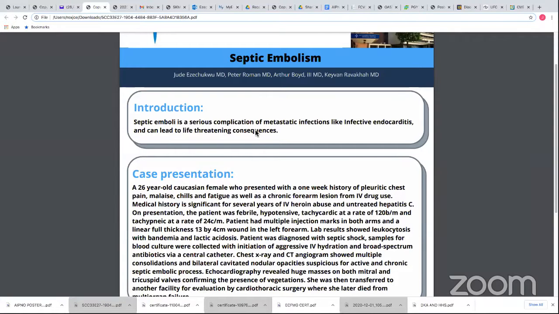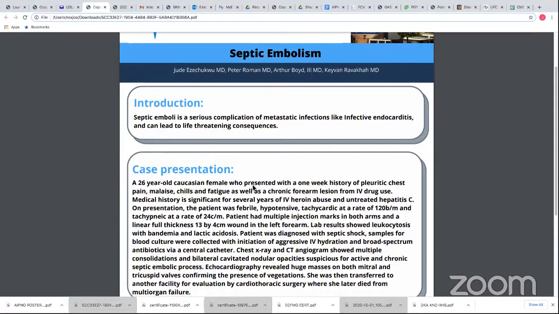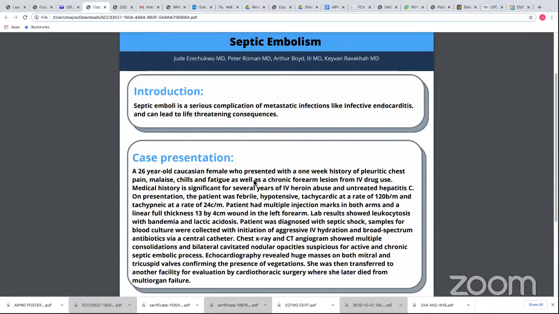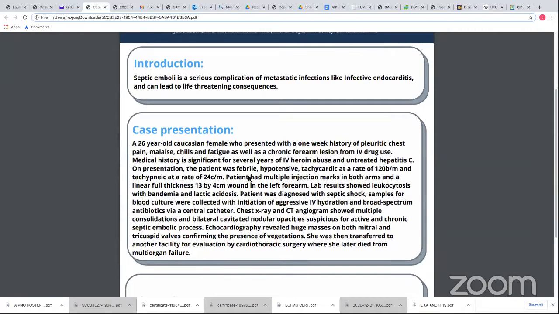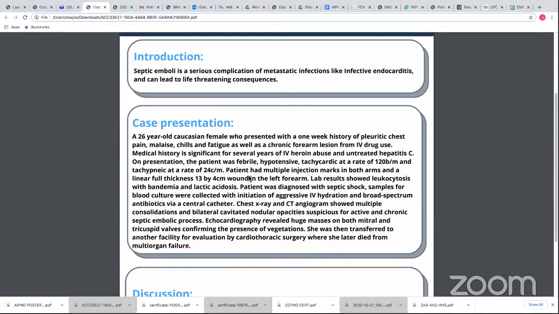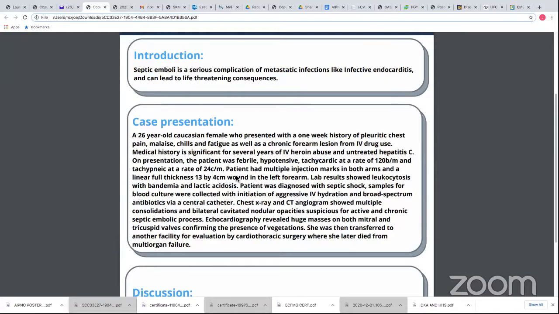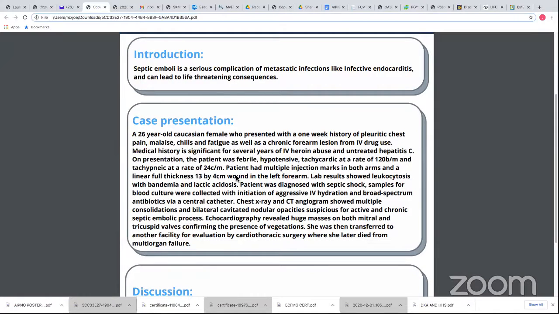Okay, so this is just a brief case of septic emboli in a patient, a drug addict who came in with fever, chills, and rigor. So this is a 26-year-old Caucasian female who presented with just a 1 week history of pleuritic chest pain, malaise, chills, and fatigue, and some chronic forearm lesions due to IV drug abuse. She has past medical history of hepatitis C and also IV heroin abuse. When she presented, she was very febrile, hypotensive, tachycardic, and also tachypneic. And she had multiple injection marks in both arms and also in the legs.